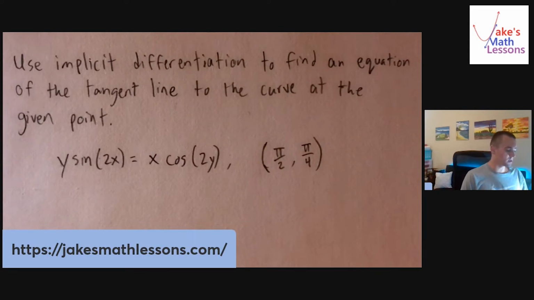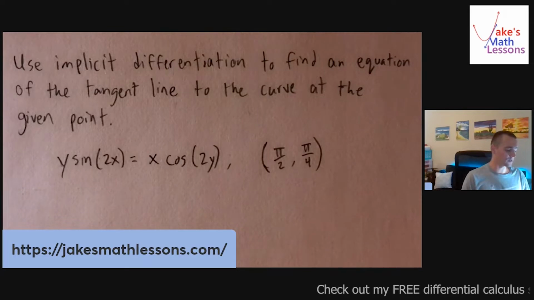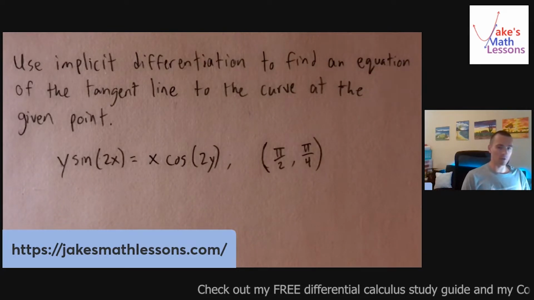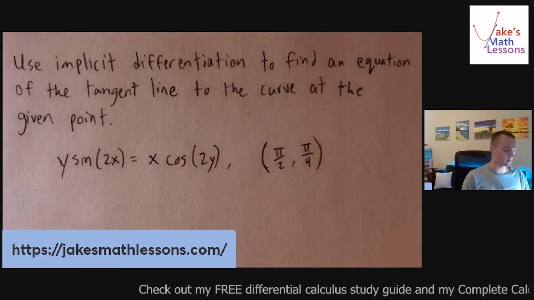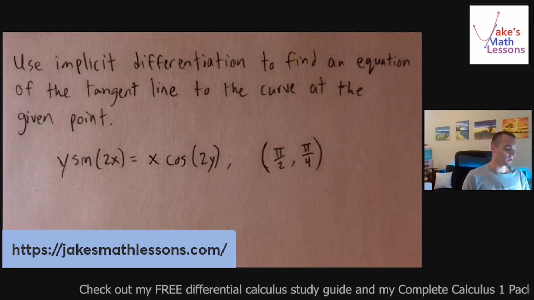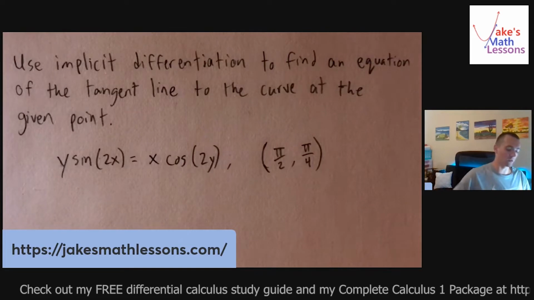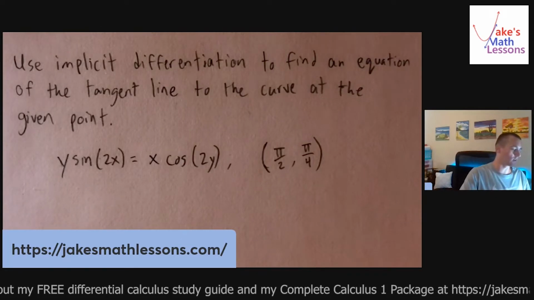So the problem we're going to be doing here is use implicit differentiation to find an equation of the tangent line to the curve at the given point. The equation that we are given is y times sine of 2x equals x times cosine of 2y. And the point that we are given to find the tangent line at is pi over 2, pi over 4. So the x coordinate is pi over 2, the y coordinate is pi over 4.